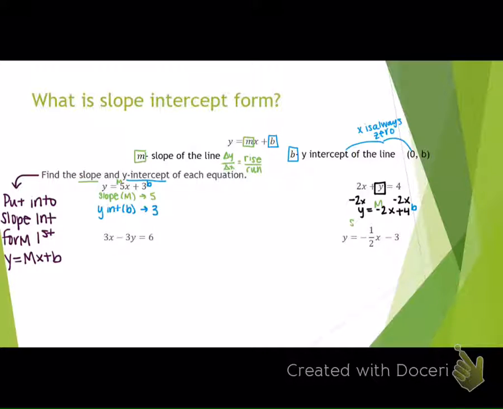Connor, what is my slope? Good. Peyton, what's my y-intercept? 4. Good. Okay. Next one down there, Jen. Is that in slope-intercept form? Yep.